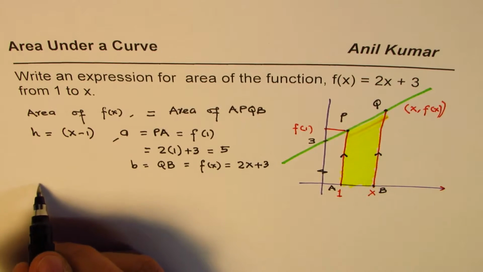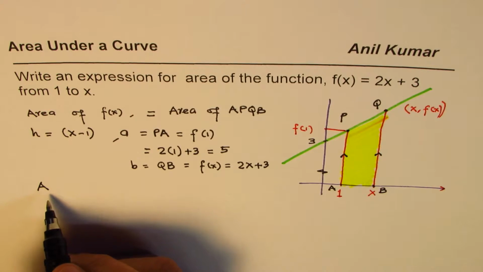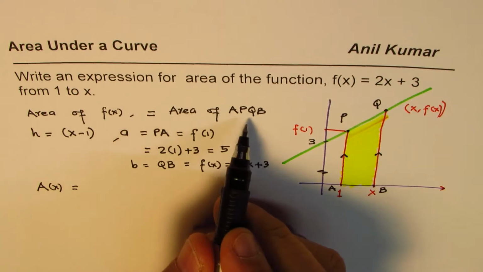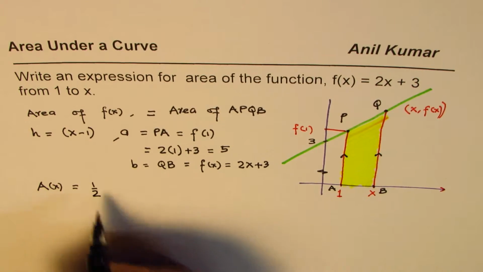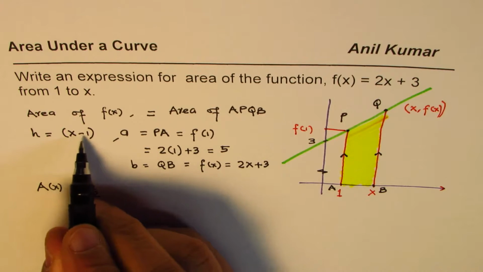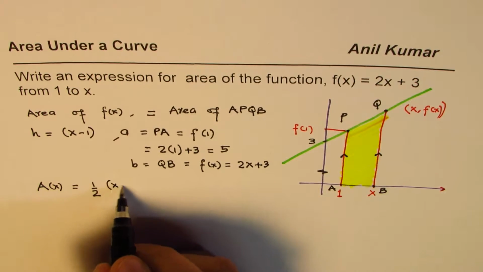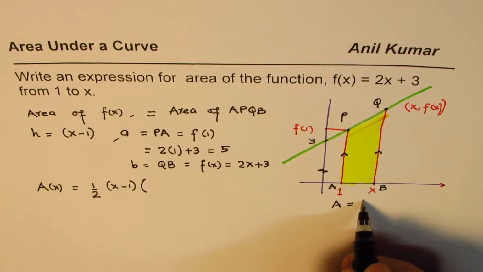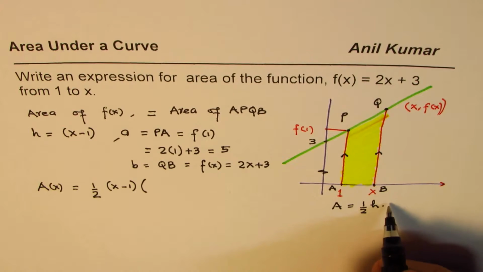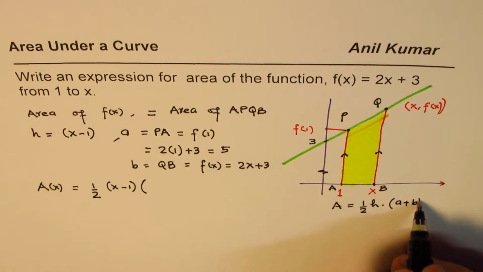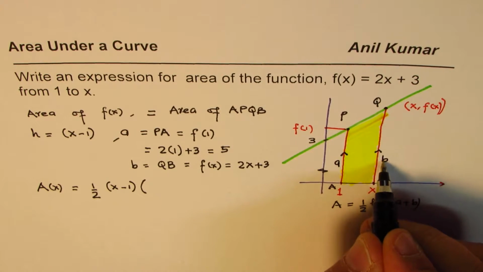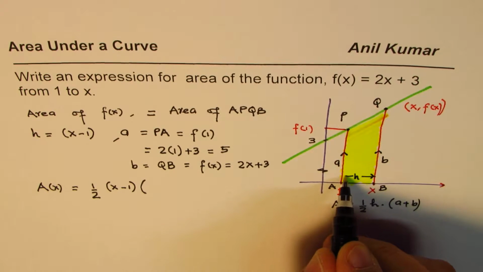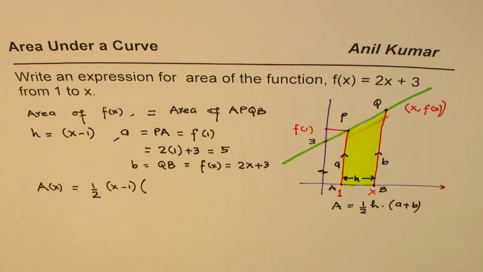So we can say that area of our function, as a function of x, is equal to area of trapezoid. Now what is area of trapezoid? It is half of height, which is x minus 1 for us, times a plus b. Let me write down the formula here first. Half of height times a plus b, right? Sum of these two sides, if this is a and this is b for us. And we are saying height is h, which is between these two. Is it okay now? So that is what area of trapezoid is.